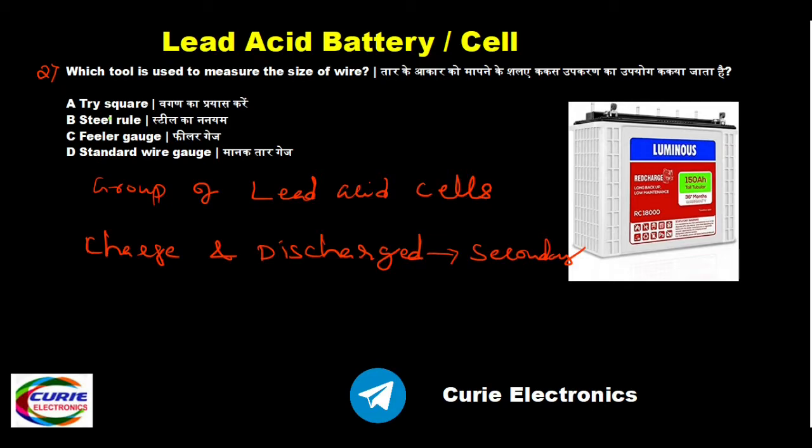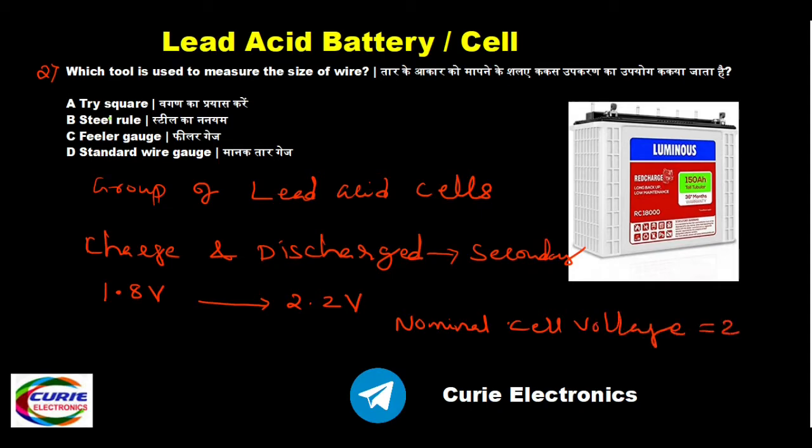Each lead acid cell voltage will vary from 1.8 volt to 2.2 volt. When it is fully charged, it will read 2.2 volt. And when it is discharged, it will read 1.8 volt. But the nominal cell voltage of a lead acid cell is given as 2 volt.